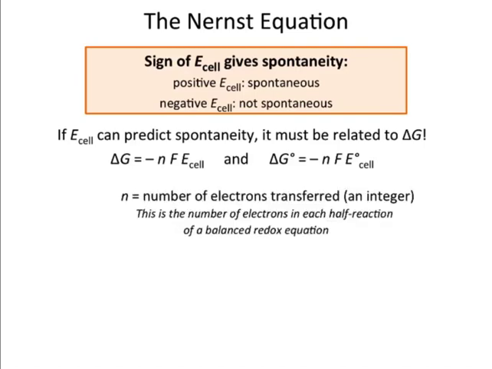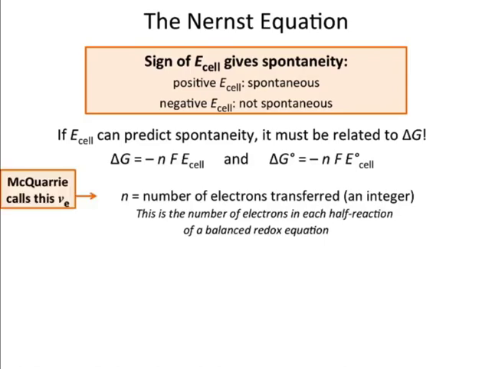So n here is the number of electrons that are transferred. If you think back to when you were balancing redox reactions, the last step you had to adjust both half reactions until the number of electrons is the same, and that number of electrons is n.